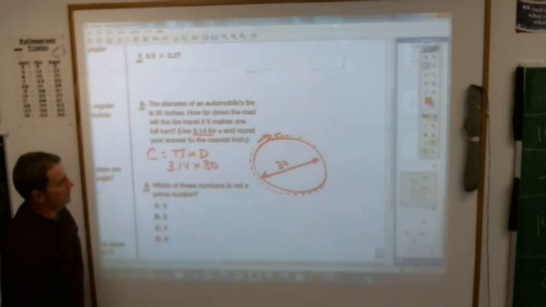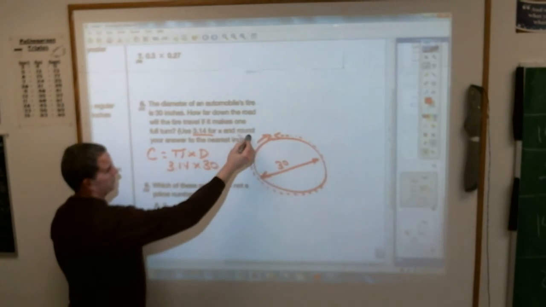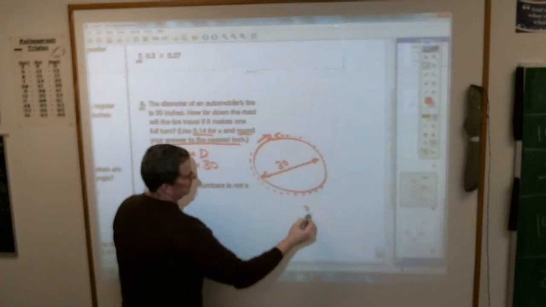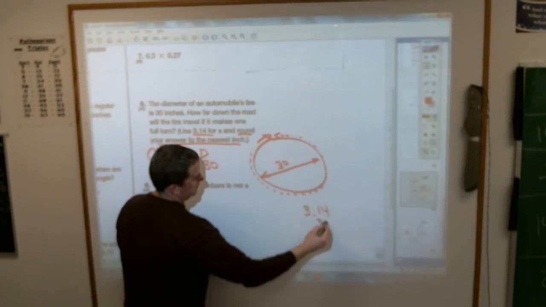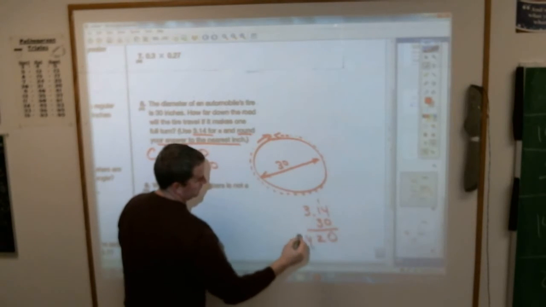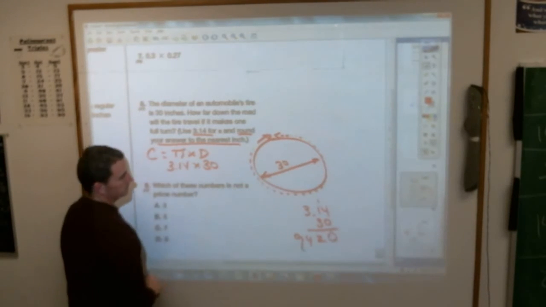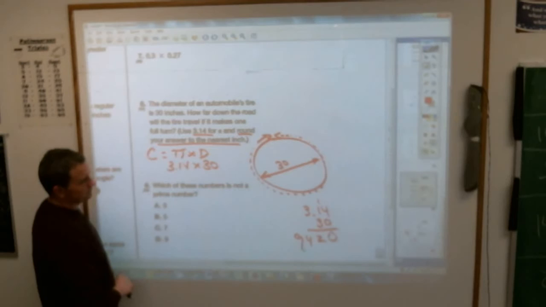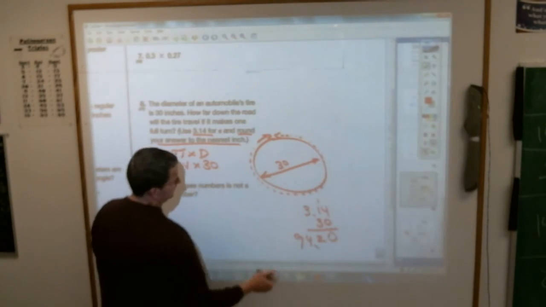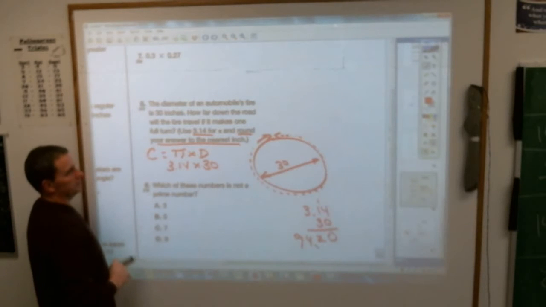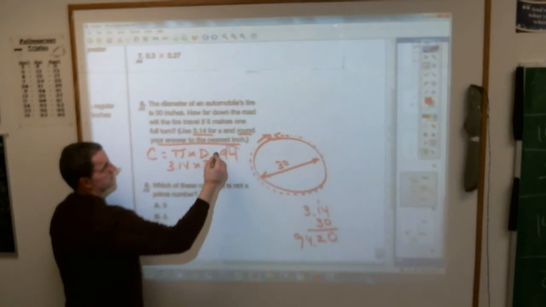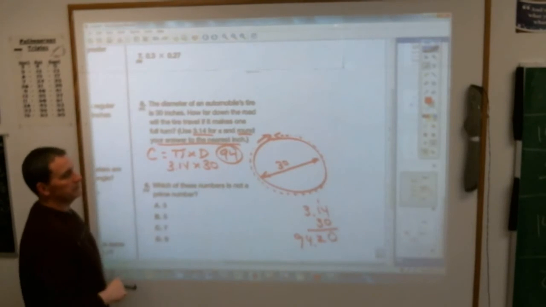30. And then it said, make sure you read the directions, round your answer to the nearest inch. 3.14 times 30. Is that right? Two decimal places is there. Rounded to the nearest inch is 94. Was there not 93? That would be incorrect.